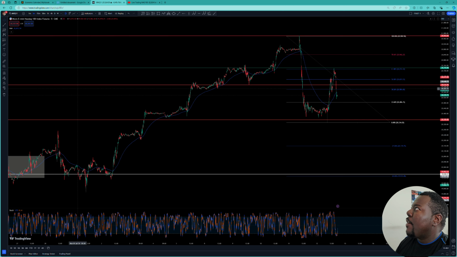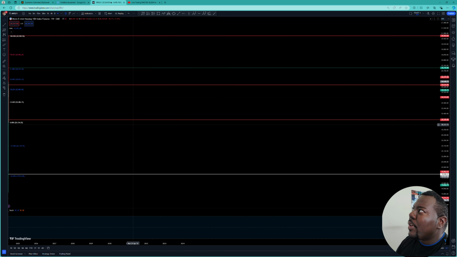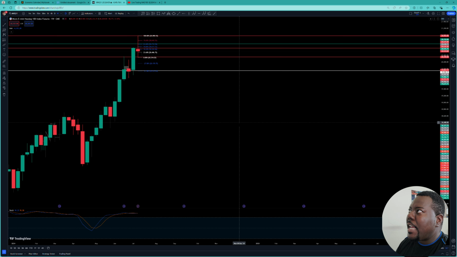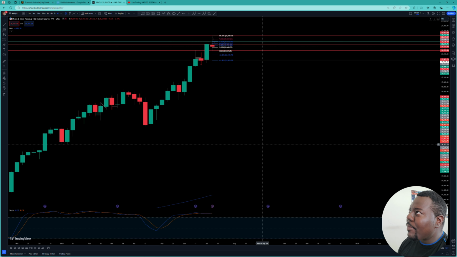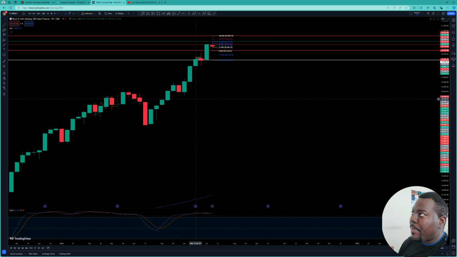So again, I really do just a top-down analysis. I'll start at the weekly, even though I don't really pay that much attention to the weekly time frame, simply because I'm an intraday trader. So my positions are opened and closed on the same day. I'm not really looking to swing anything. If I do look at the weekly time frame, it's just for a directional bias. Obviously the weekly on the Nasdaq doesn't change much.